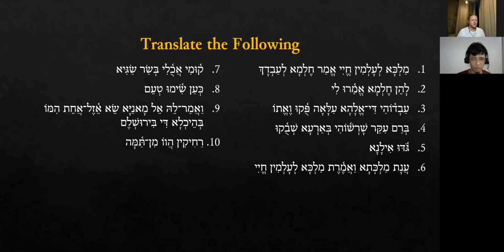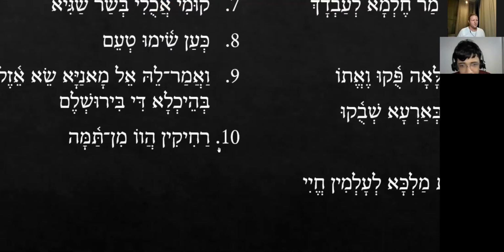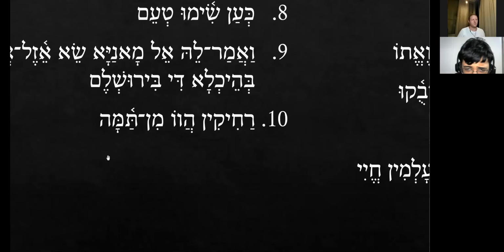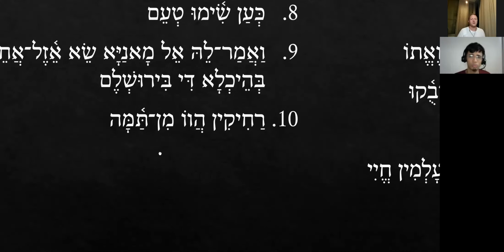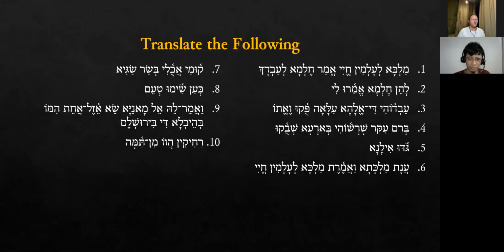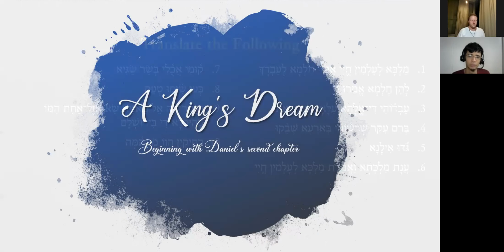All right, and number 10, I think this is the last one. Rachikin havo min tama. Havo, I think, is an imperative here, meaning be. Be far from there. Maybe stay away from there. Okay, I think that's the last one, and now we have the reading.